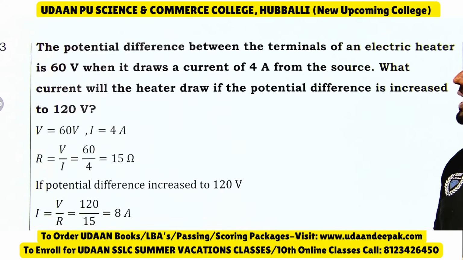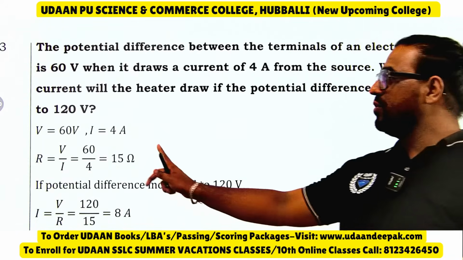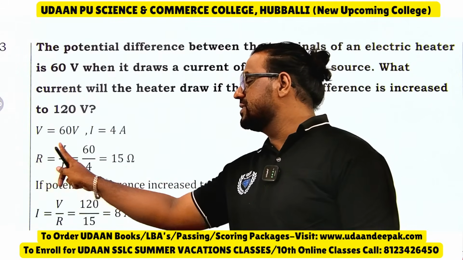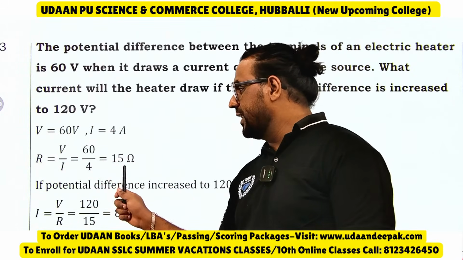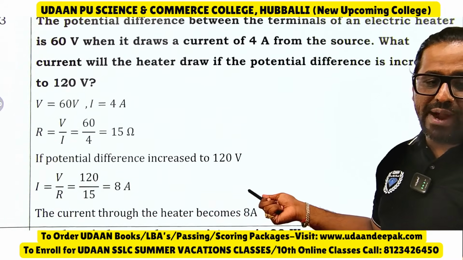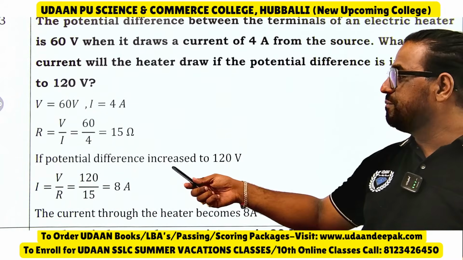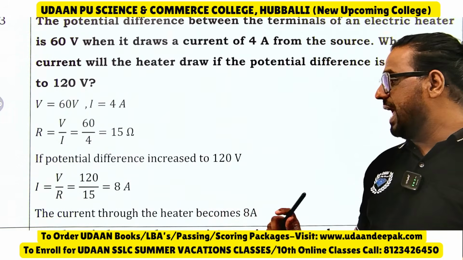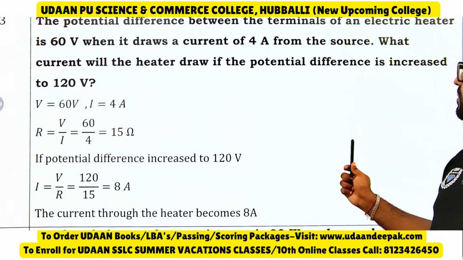When it draws a current of 4 ampere from the source, what current will the heater draw if the potential difference is increased to 120? Voltage was 60, current was 4, so resistance is V by I, 15. If the potential difference is doubled, I is equal to V by R, 120 by 15 is 8 ampere. The current to the heater becomes 8.